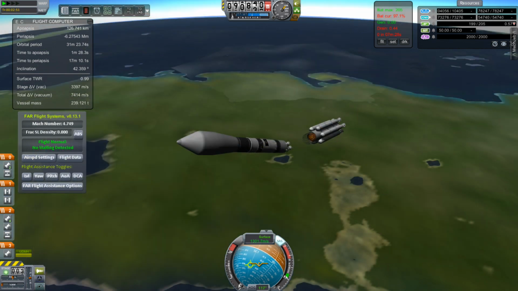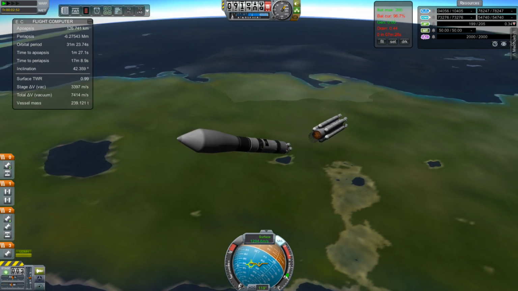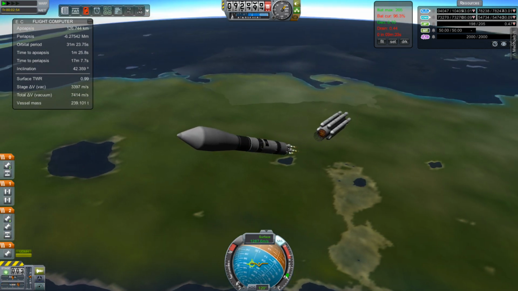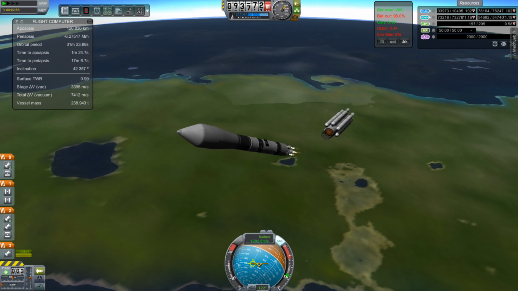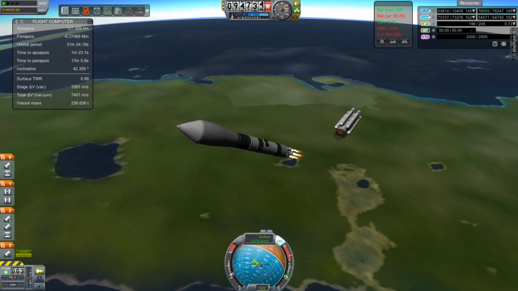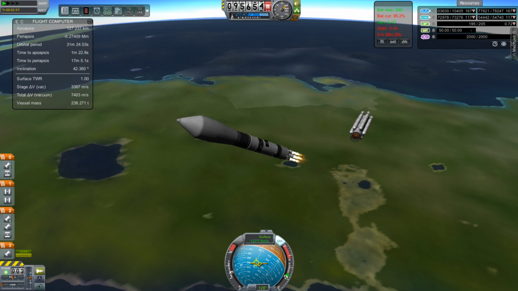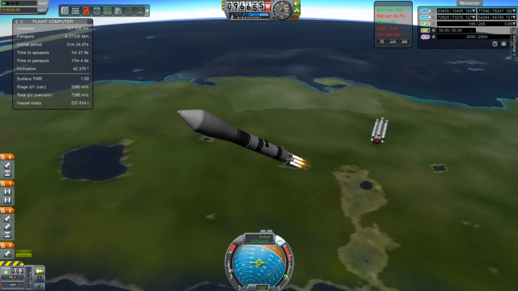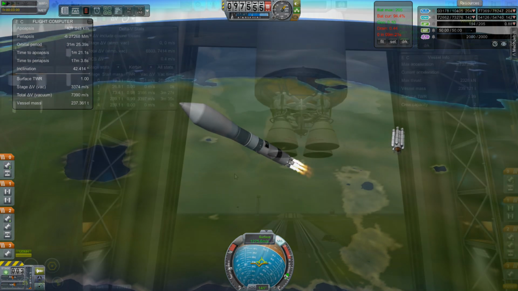Anyway, I'll get back to that in a second, because as you can see right here, we are decoupling that lower stage and powering up our next one. This is stage 2, so I think we should go down into the vehicle assembly building and take a look at what goes into stage 2.